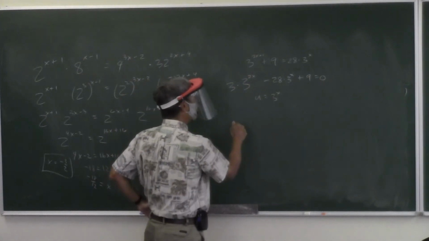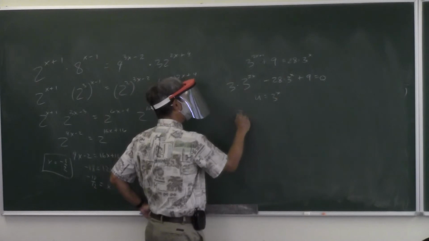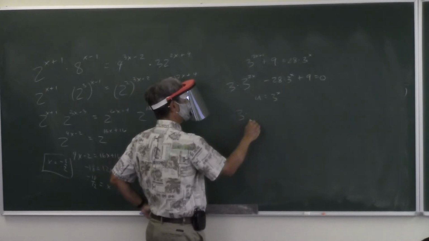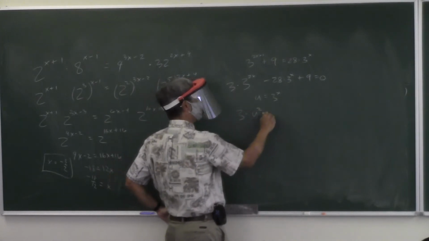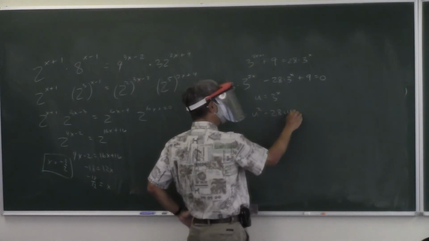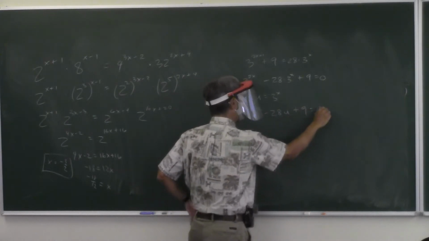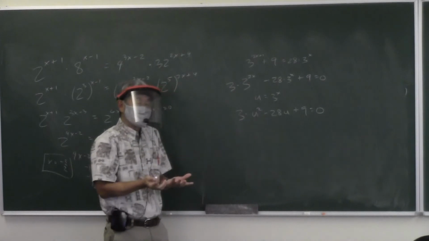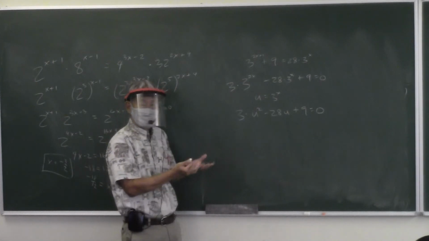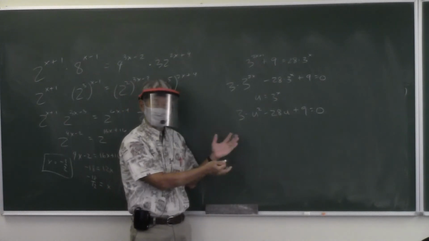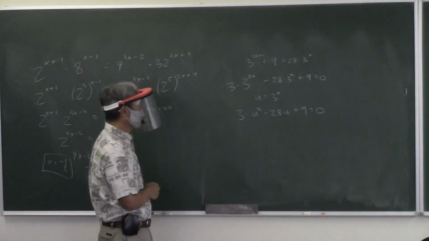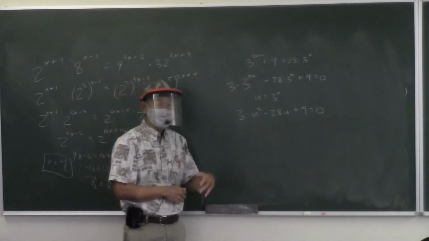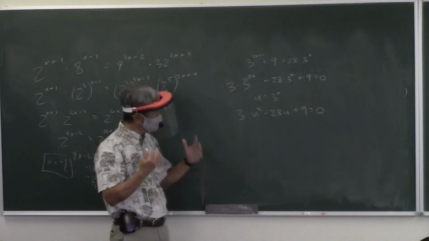So if you let u equal 3 to the x power, what do you get here? 3 times u squared minus 28u plus 9 equals 0. See, that's the only reason why you let u equal something, because then now it just looks like something you guys can handle. And we're going to be doing that with logarithms, when we have trig functions.